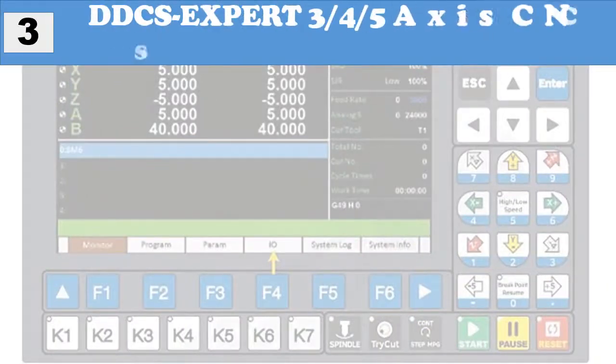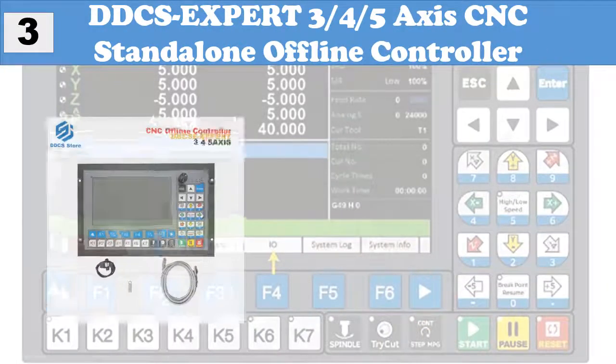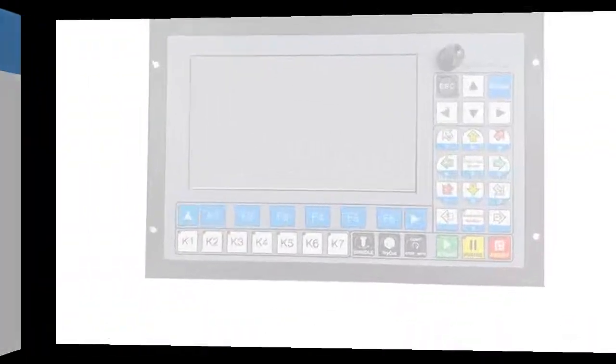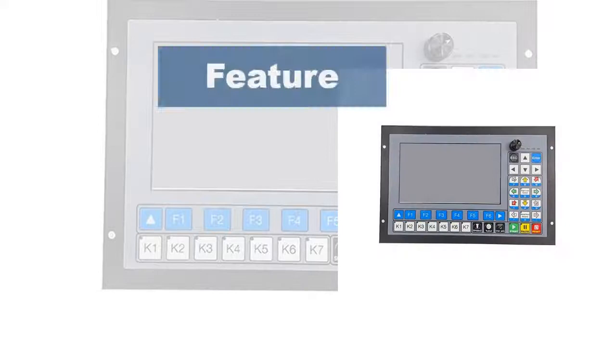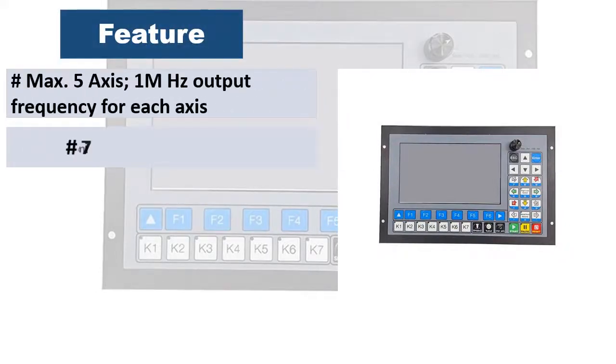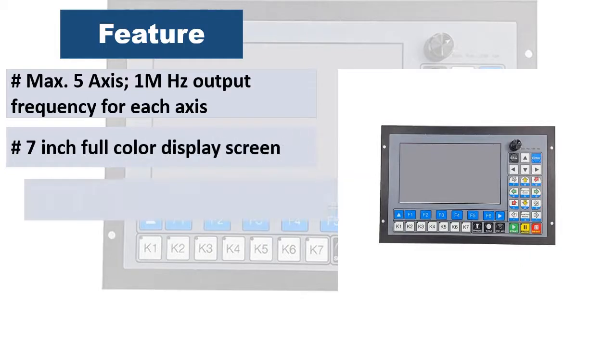At number 3. DDCS-EXPERT 3/4 5-axis CNC Standalone Offline Controller. Max 5-axis, 1 MHz output frequency for each axis, 2 to 4 axis linear interpolation, any 2 axis circular interpolation.